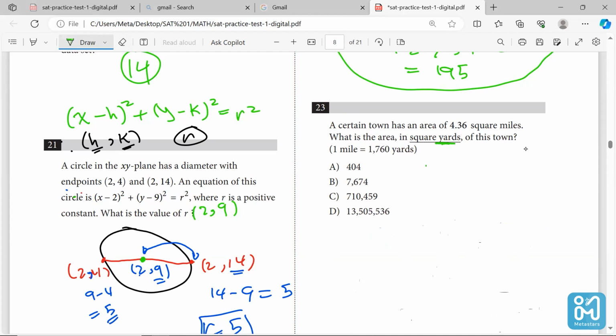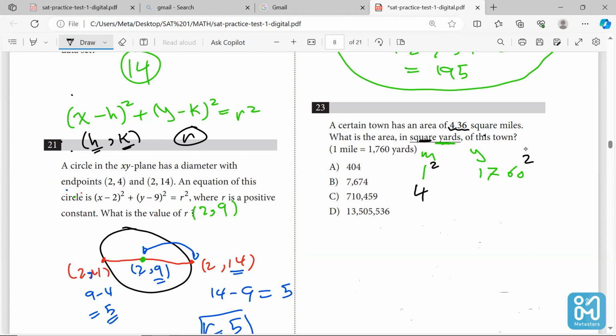I have the scale: 1 mile, and this is yard. It gives us 1760. Now, if you focus here, I'm talking about length. 1 mile as a length equals this one. But now I'm talking about area, so I need to square this one and square this one. Why? Because I'm talking about area. Here it's 4.36 square miles.